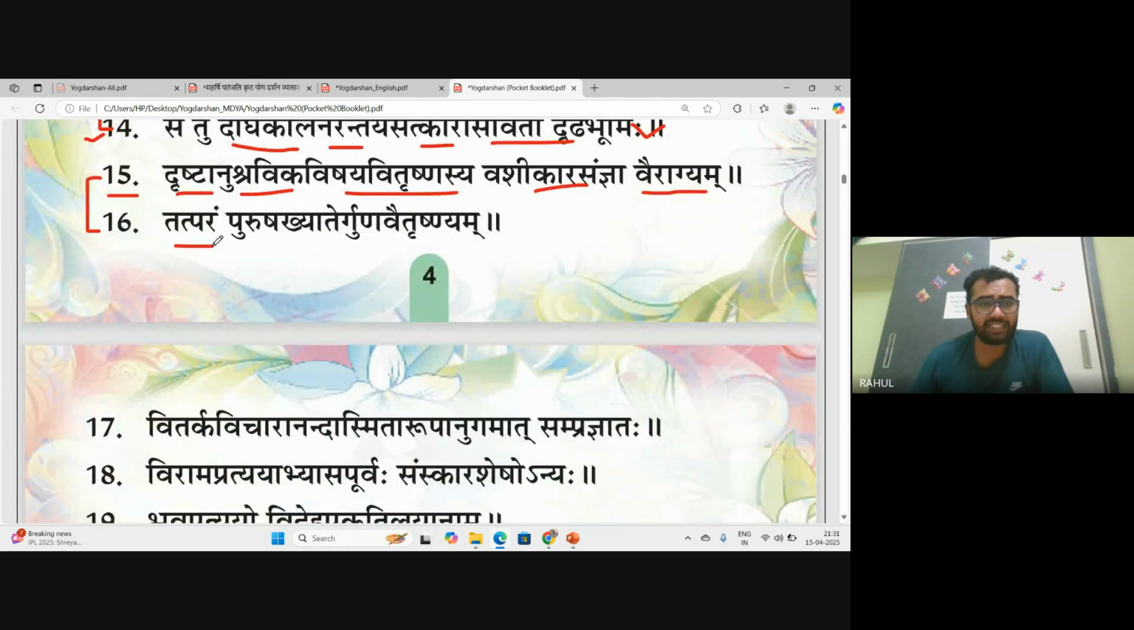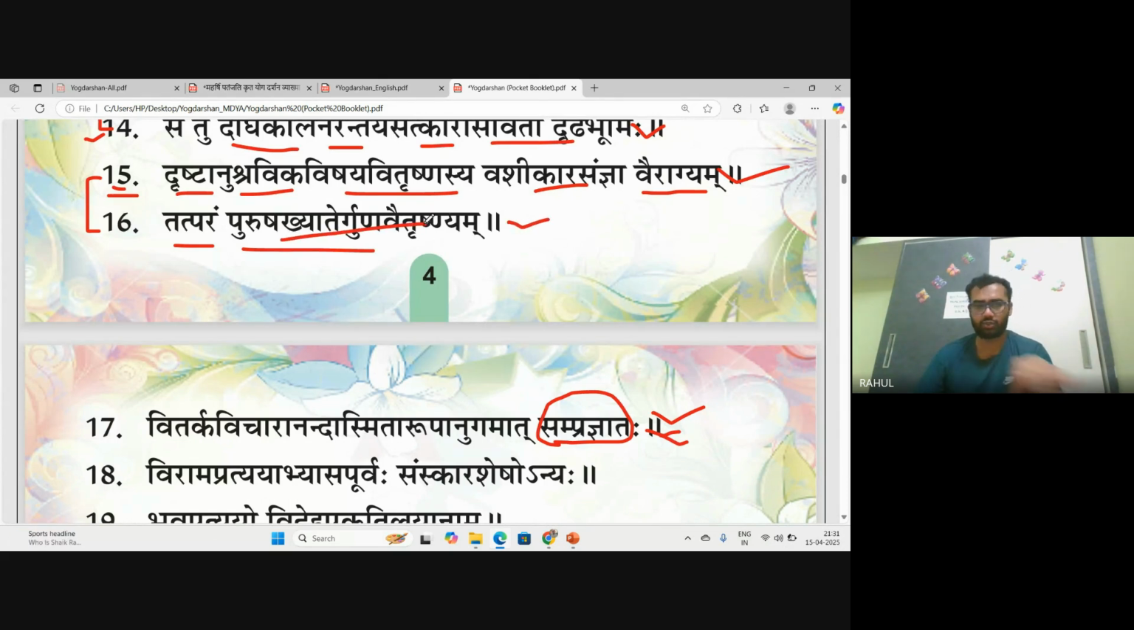Next, it tells us that after getting detachment from that ekagrata state, there is also the sampragyata samadhi. Because if the yogi is following Sutra number 15, then he will get sampragyata samadhi. After the sampragyata samadhi, he will get Ritambhara pragya. So he is telling that after that, follow the Paravairagya. Just don't attach to the powers. Then Purusa Khyati.